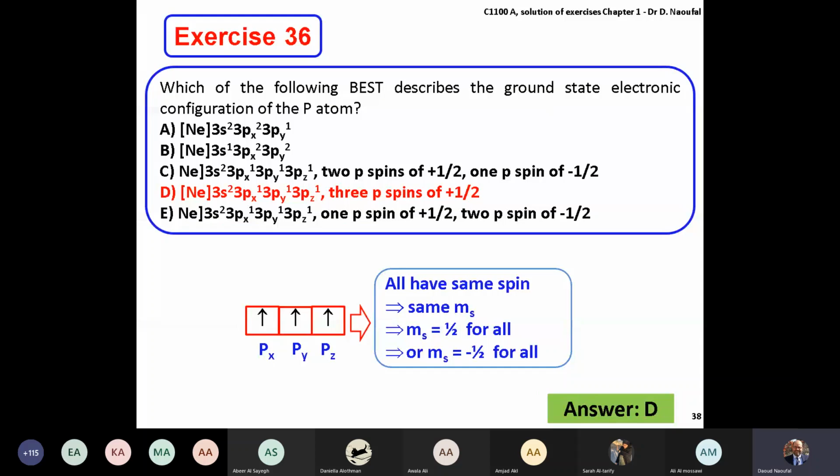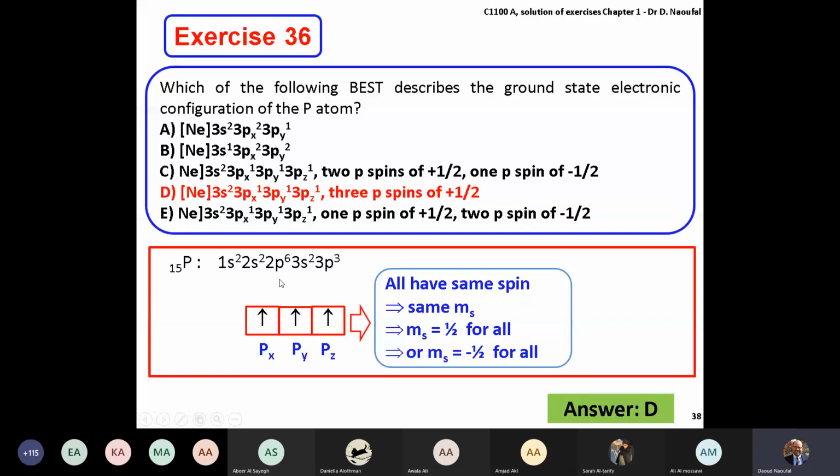Exercise 36. Which of the following best describes the ground state electronic configuration of phosphorus atom? So we write the electronic configuration of phosphorus: 1s2, 2s2, 2p6, 3s2, 3p3.